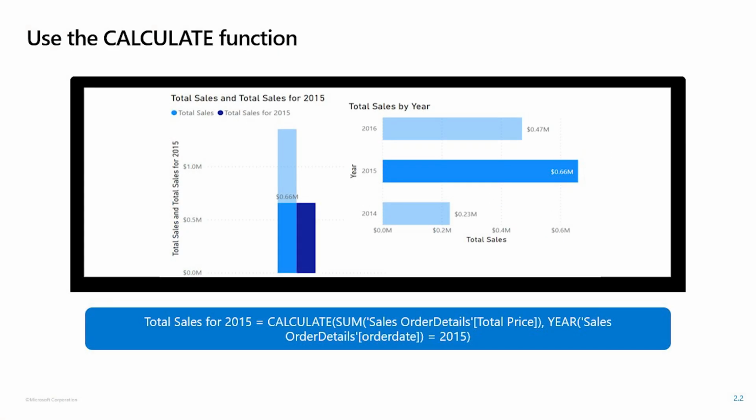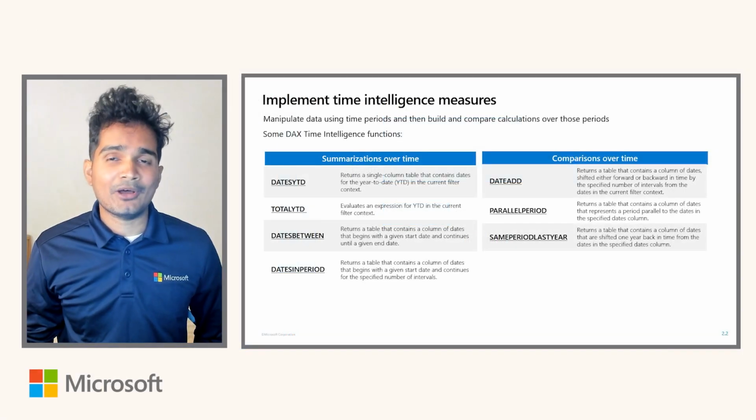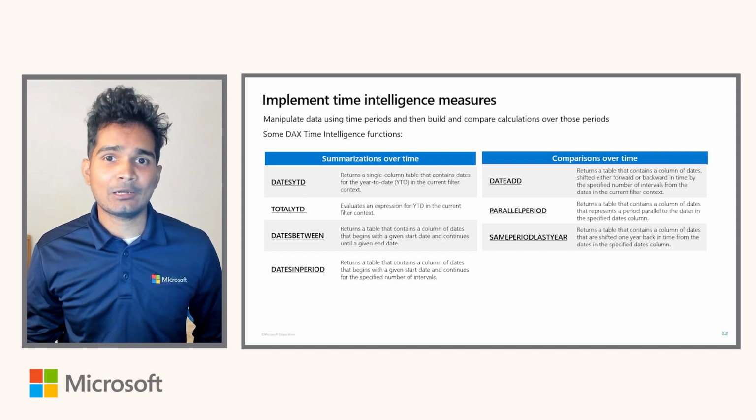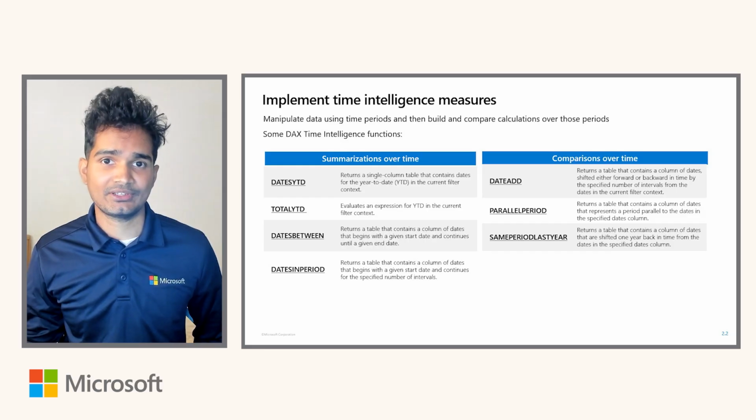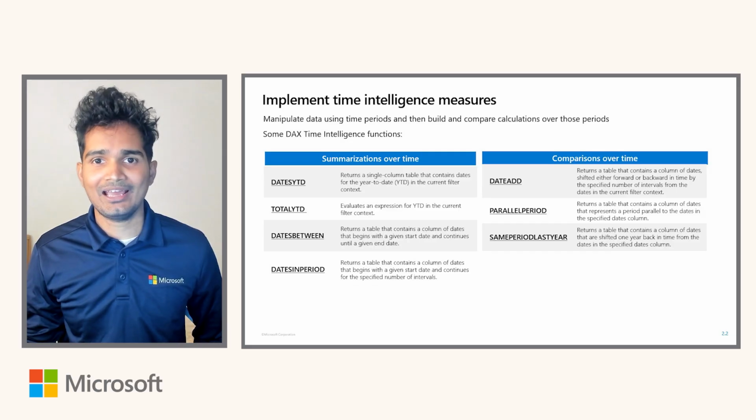In this example, the CALCULATE is aggregating the total price column, just as you did in the previous measure. However, instead of operating over the entire semantic model while using the default filter context, you're overriding the filter context for the year 2015. You must be aware of how to manipulate data using time periods and then compare calculations over those periods. These time intelligence functions allow you to summarize data over time, and they allow you to make comparisons over time.